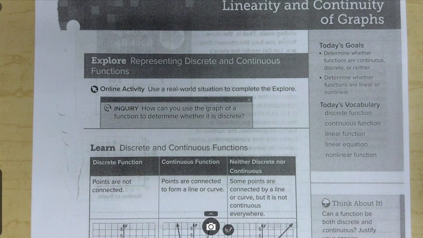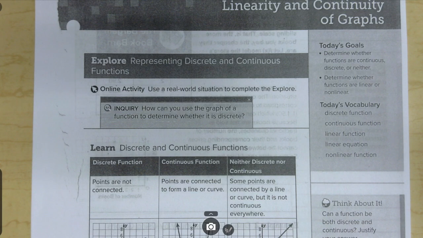Today we're going to be starting our lesson on linearity and continuity of graphs. Today's goal is to determine whether functions are continuous, discrete, or neither, and to determine whether a function or functions are either linear or nonlinear. All right, discrete and continuous.